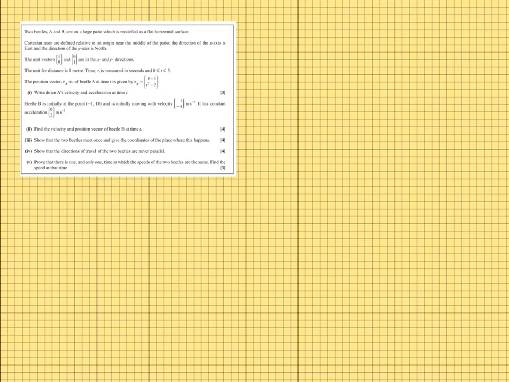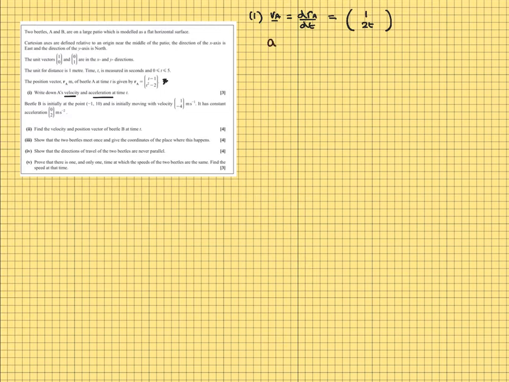So let's have a look at part 1 of the question. Write down beetle A's velocity and acceleration at time t. So we know that we can find the velocity vector if we differentiate this position vector here with respect to time, which means we need to differentiate the i component, which gives us 1, and the j component, which gives us t². So I'm differentiating here. So that is my velocity, or beetle A's velocity.